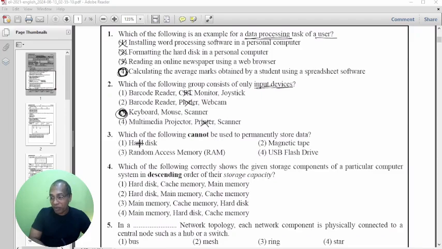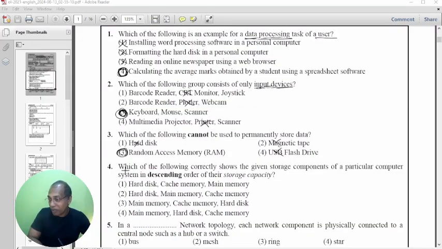Next question. Which of the following cannot be used to permanently store data? So what are the things that can permanently store data? Like magnetic tape, USB flash, hard disks. Random access memory is volatile, which means once the power goes off, you will lose whatever is stored, right? So it cannot be used as permanent storage. So the random access memory is the right answer. Hard disk, magnetic tapes, USBs are wrong answers. Okay, let's look at the next one.